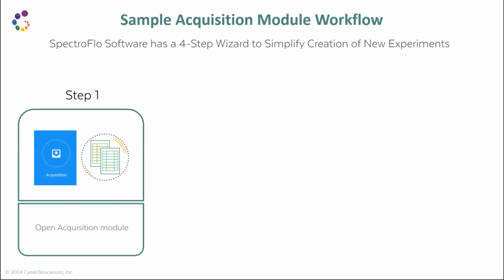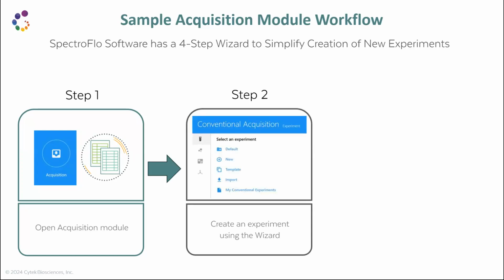So you would go to the acquisition module. If you selected conventional mode, now you will see a lot of signs that indicate that you are in that particular mode. On top, conventional acquisition, and your experiments are going to be named conventional experiments. From there, the process will be the same.